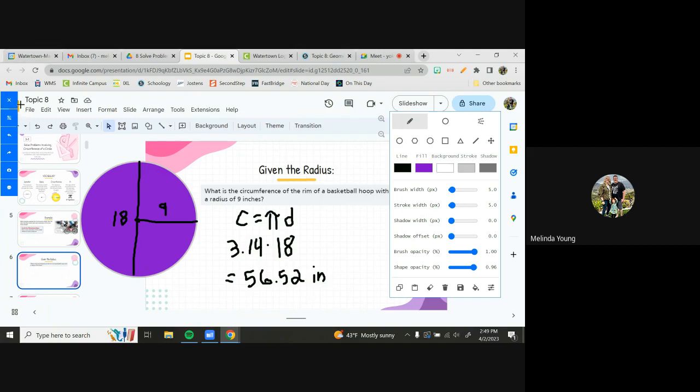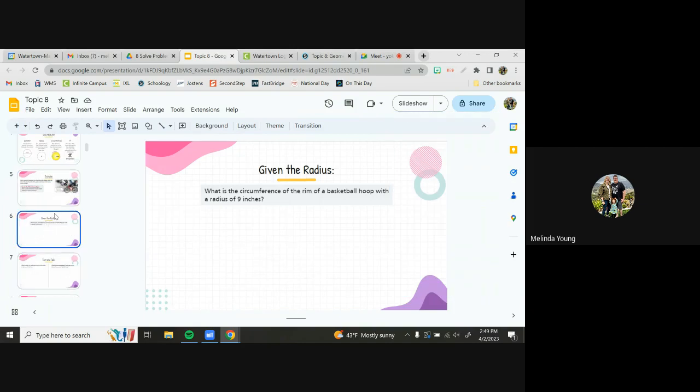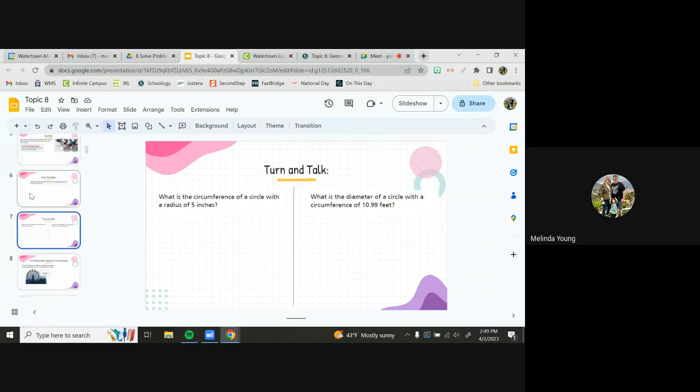Okay. All right. So next example, we've got, well, first of all, what is the circumference of a circle with a radius of 5 inches? Okay. So I'm going to have you guys try this one on your own. Pause the video real quick. Make sure that you're reading the problem fully. It's radius of 5 inches.